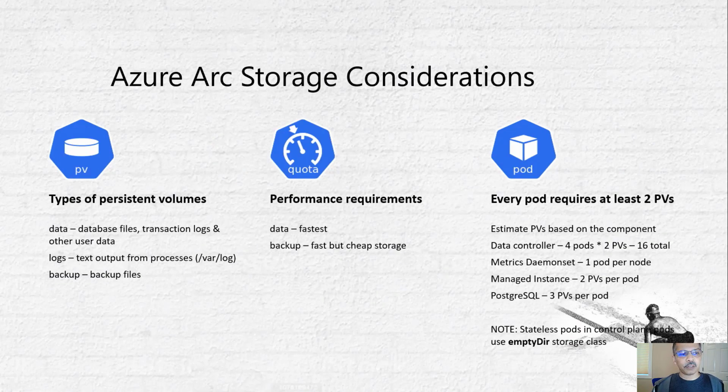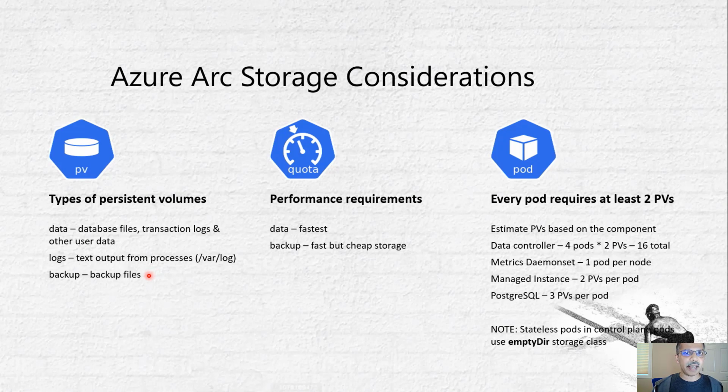Now, there are different types of persistent volumes, right? As I told you, there's data, where most of the database files are stored. Then there's log, where text output is stored. And then there are backup files. Not all pods are using all these three types.